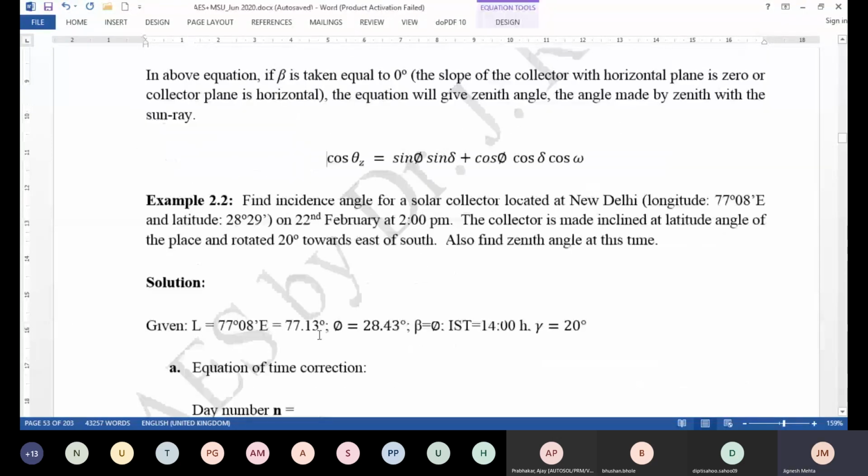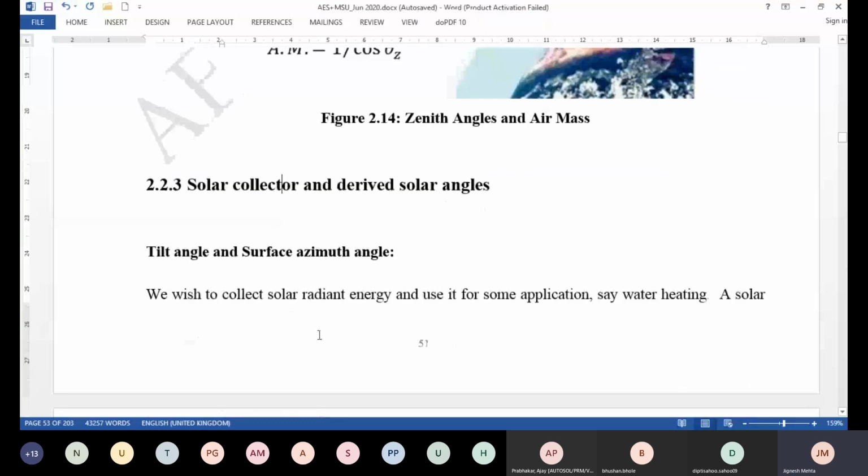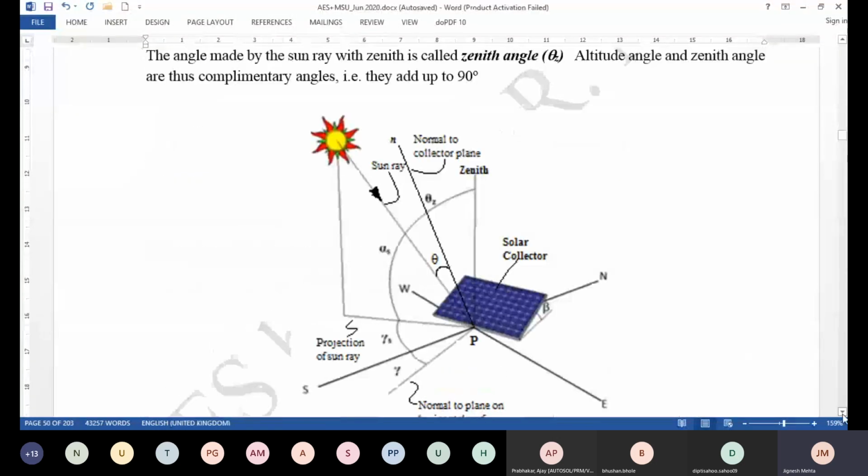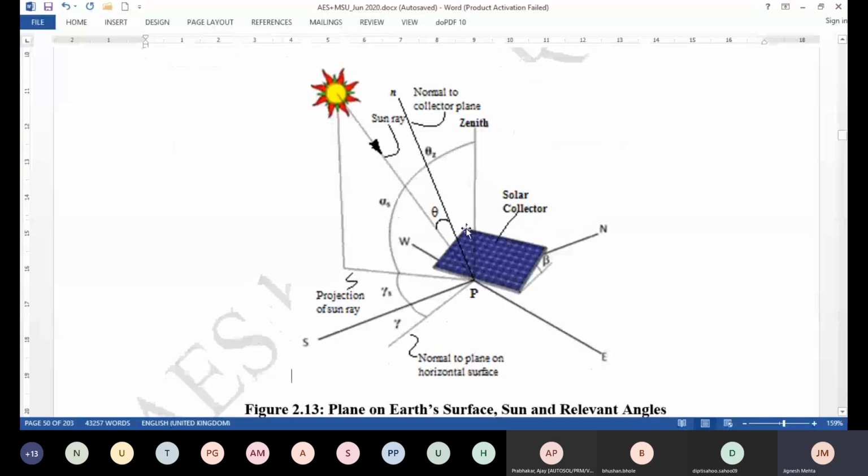Let's go back to this diagram. What you see here is that this angle theta is 33 degrees, and this theta z is 44 degrees, right? So of course here there is a big difference between those two, while in this case there is not that big a difference. This would explain why you have kept the collector inclined.